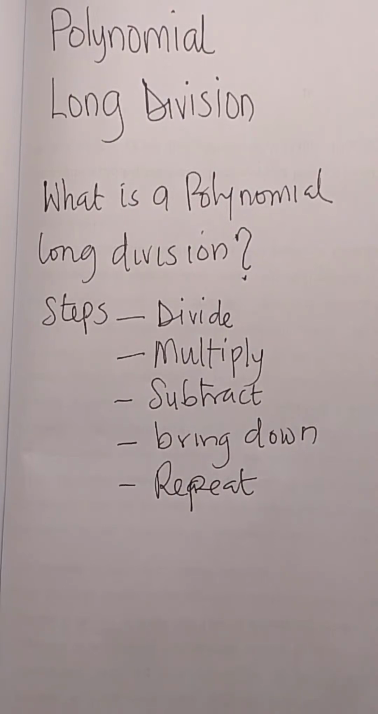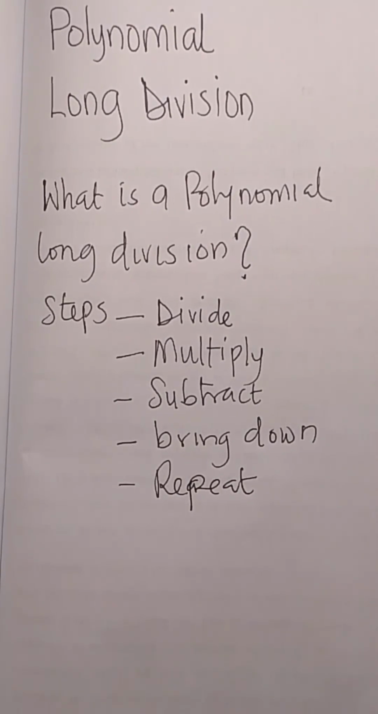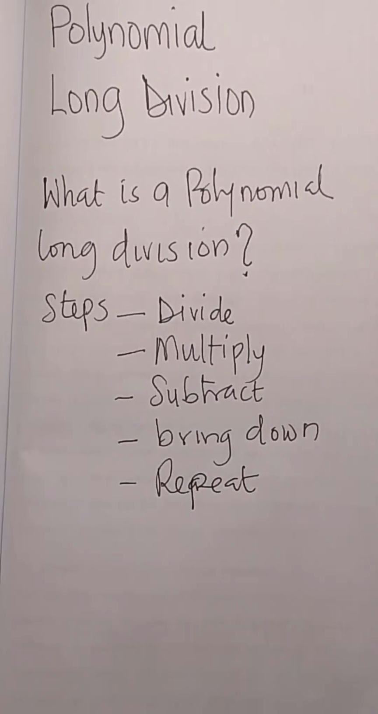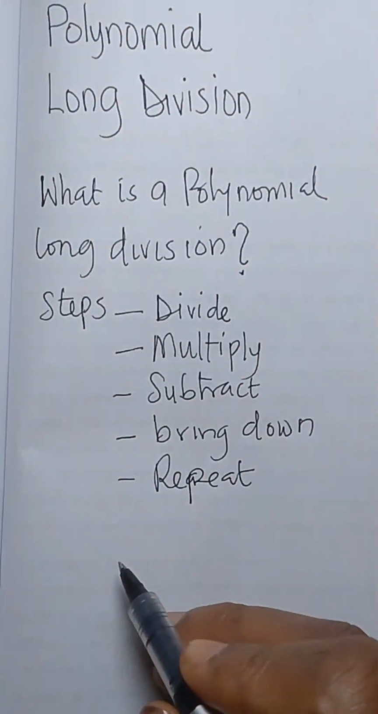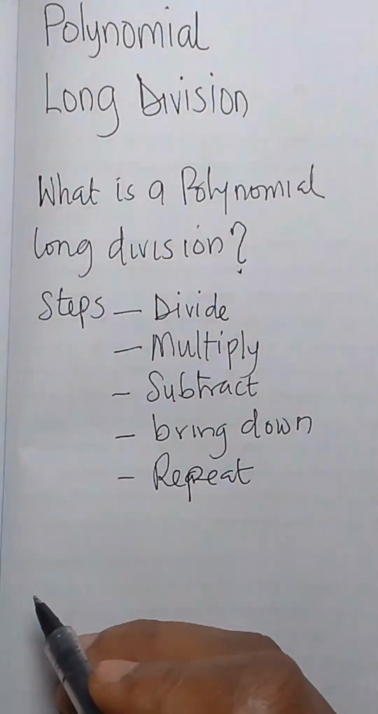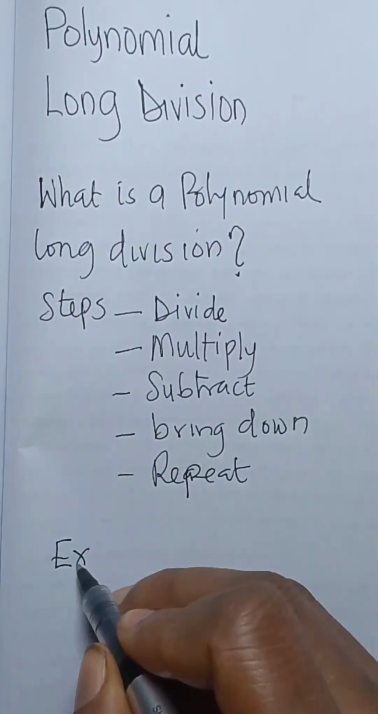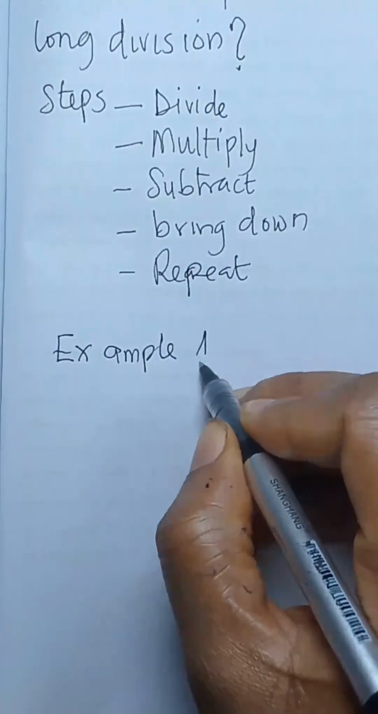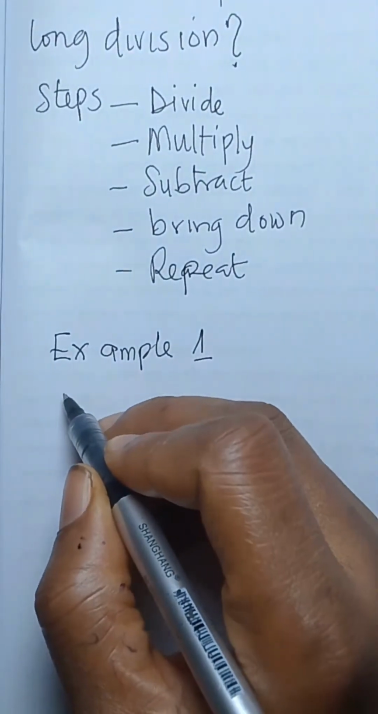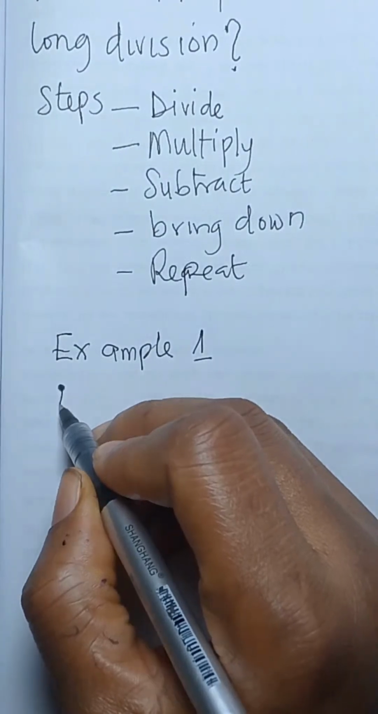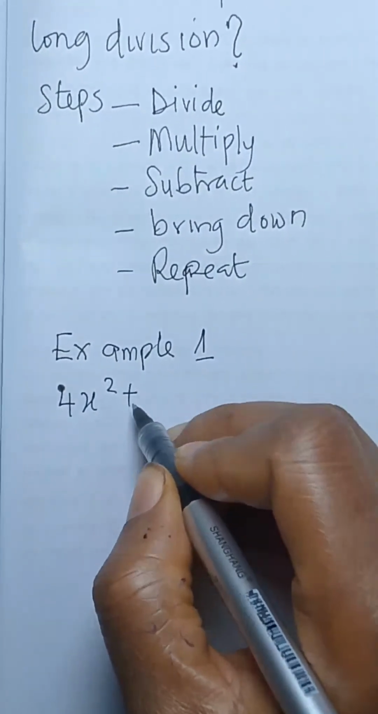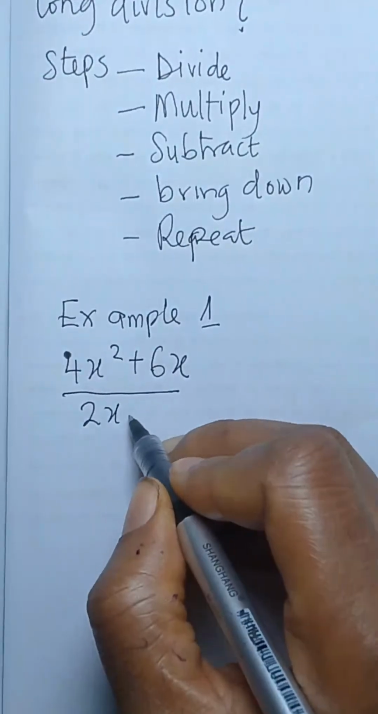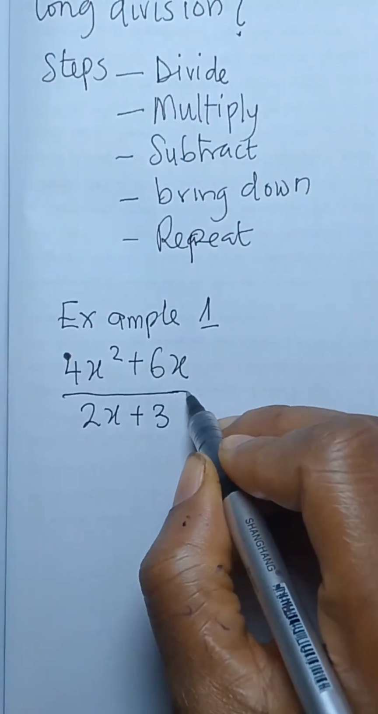So we are going to do examples. We start by solving 2 by 2. That is 2 terms divided by 2 terms polynomial. Okay. Example 1. So we will do 2 terms divided by 2 terms polynomial. Now we have 4x squared plus 6x divided by 2x plus 3.